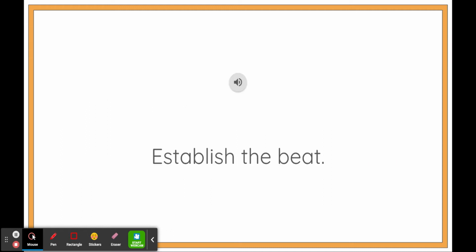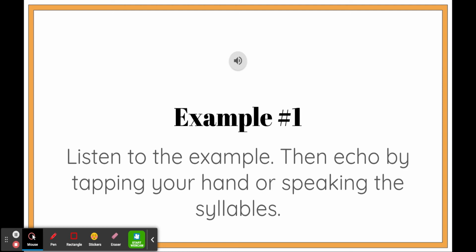Let's start with some oral skills practice to get your ears ready. Listen to the metronome and tap your foot or hand along with it to establish the beat. Now that you've got a feel for the beat, listen to each rhythm and echo it by tapping your hand or speaking the syllables. Example 1.